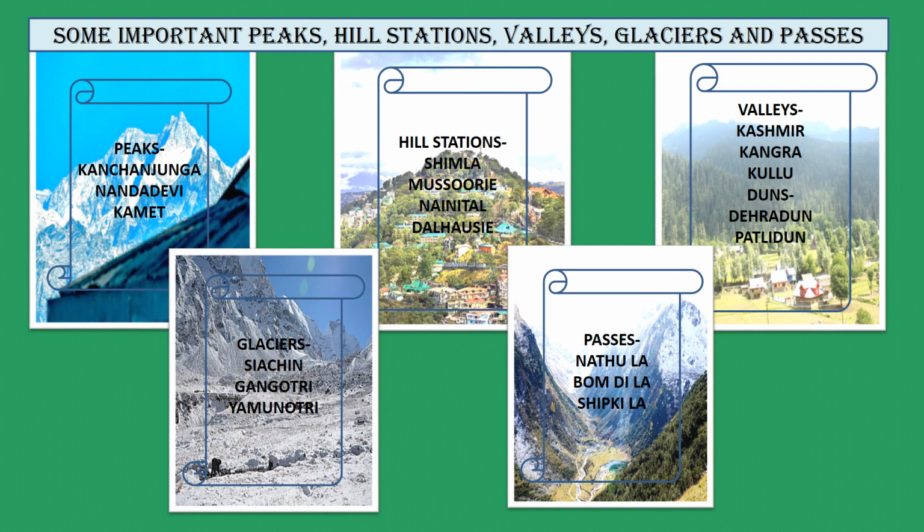Shimla, Mussoorie, Nainital, Dalhousie, these are some major hill stations located in different ranges of Himalayas. Kashmir Valley and some longitudinal valleys like Dehradun, Kotli Doon, Patli Doon are located in India. Glaciers like Siachen, Gangotri, Yamunotri, which are major source of water, are located in the Himalayan region. Some mountain passes like Nathula, Bomdila, Shipkila are also located in the Himalayan region.